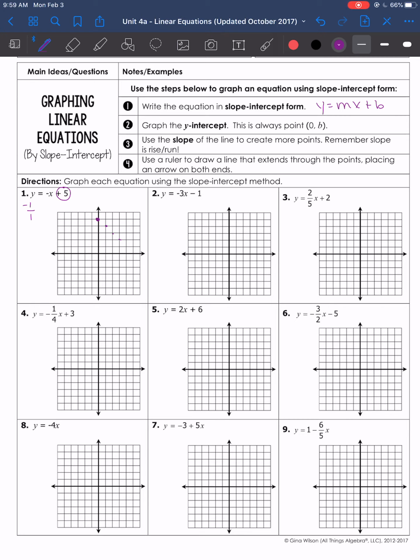And just continue this pattern until you have at least 3 points on your graph. So you can connect them and draw a line through them, and then put some arrows on it. So that's how you graph the line using slope-intercept. So let's do another one.